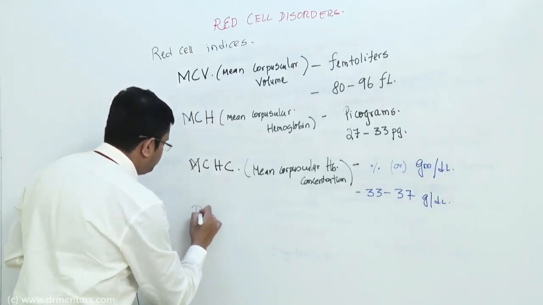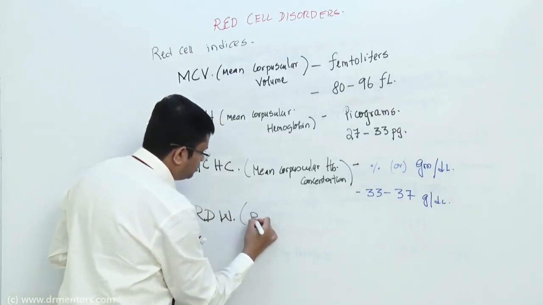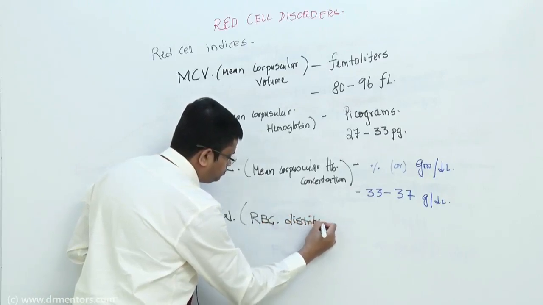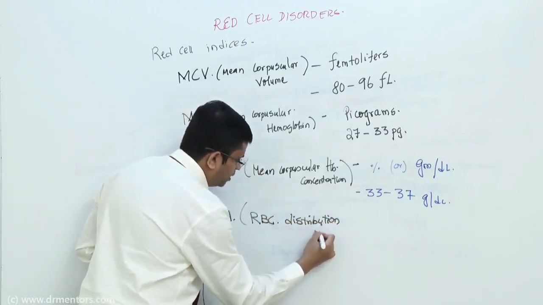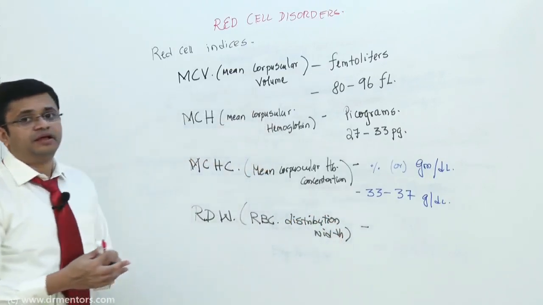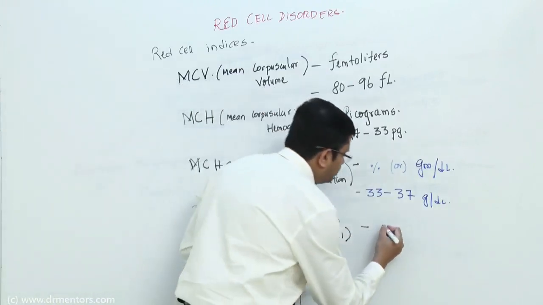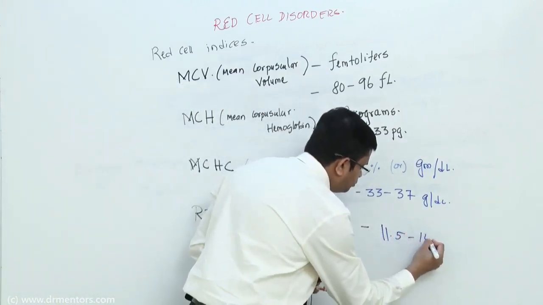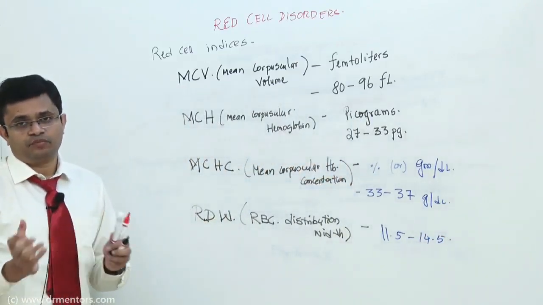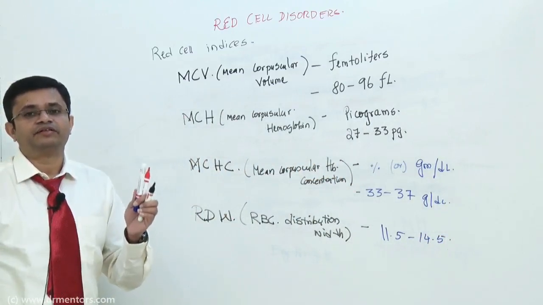RDW. What do you mean by RDW? The red cell distribution width. Now the red cell distribution width, usually the normal range is 11.5 to 14.5. 11.5 to 14.5 is a normal red cell distribution width.